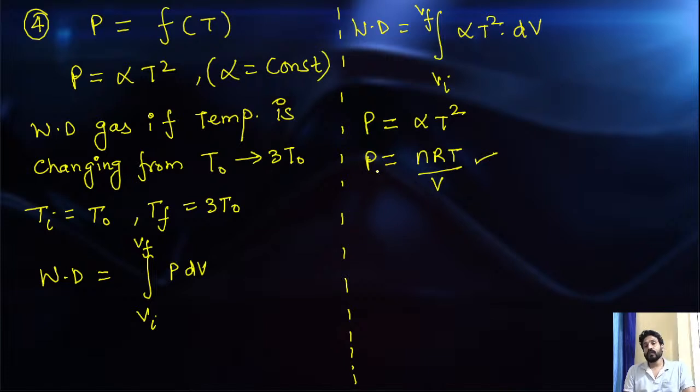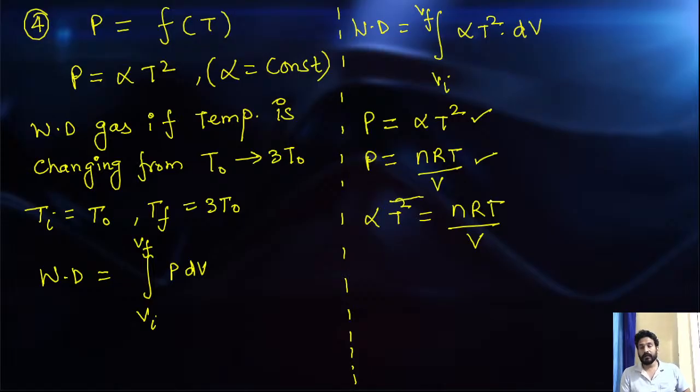From PV is equal to nRT, I can write P is equal to nRT divided by V. And P is equal to alpha T square, this is also given to you. So P is equal to this and P is equal to this, then for sure we can write alpha T square is equal to nRT by V. Because pressure is equal to alpha T square and pressure is equal to nRT by V, both quantities are the same. Is it clear to you or not?